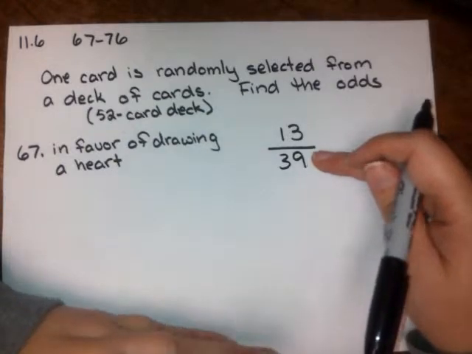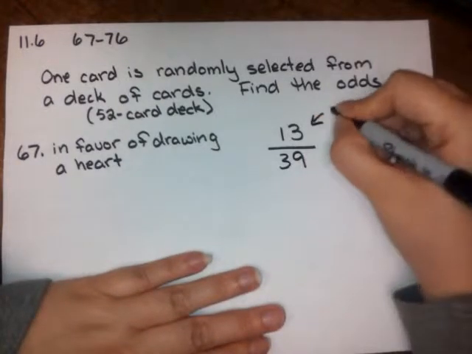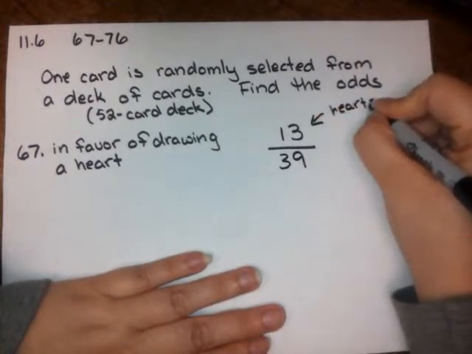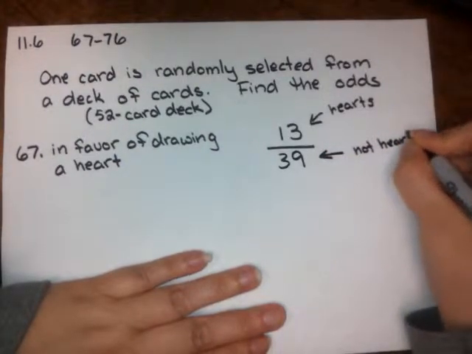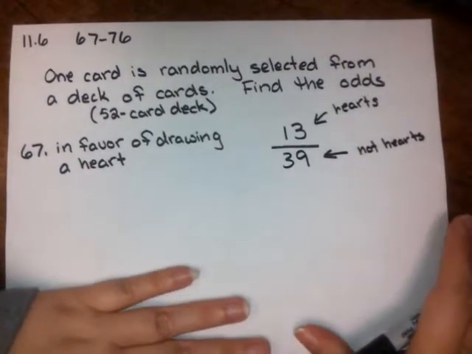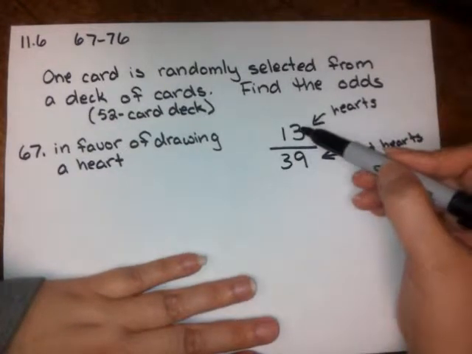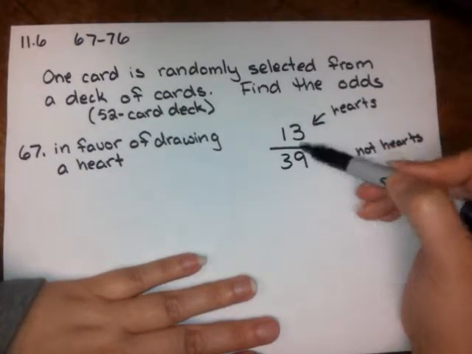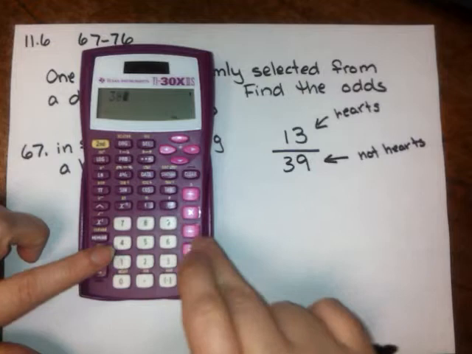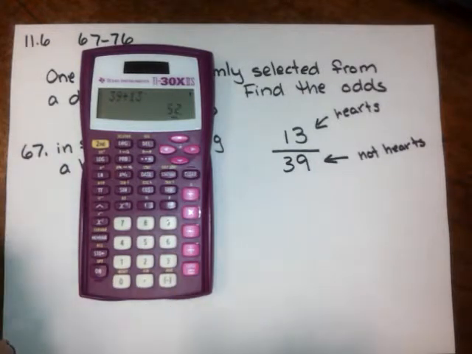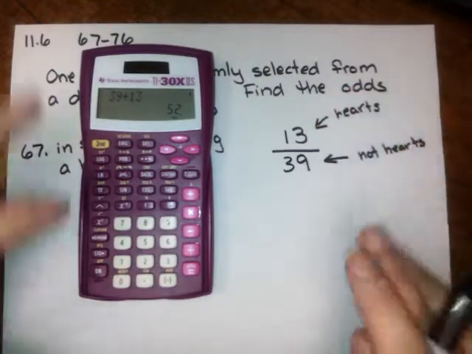Now you can simplify this. I'm not going to simplify it though, because I definitely want you to see where these numbers are coming from. So there are 13 hearts and there are 39 not hearts. And what I mentioned in that video about explaining the difference between probability and odds is that if you add 13 and 39, these successes and these failures, you're going to get back that whole deck of cards. 39 plus 13 is 52.